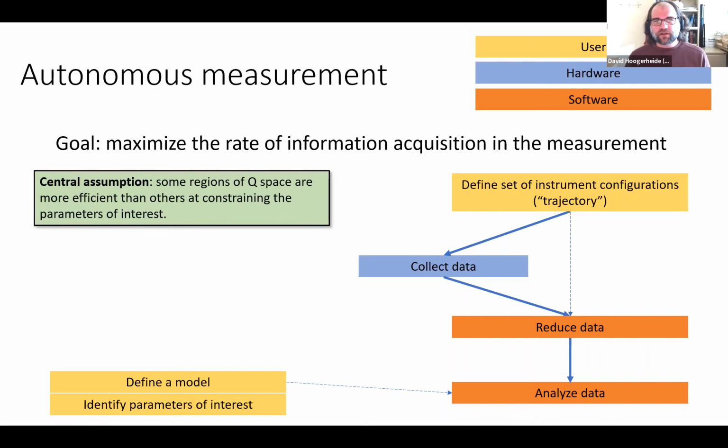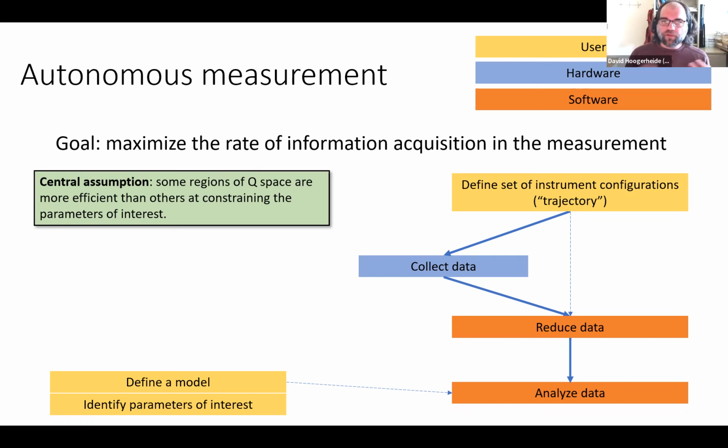Now, the reason we'd want to do this in an autonomous way is to actually maximize the rate of information acquisition in the measurement. And the central assumption here is going to be that some regions of Q space are more efficient than others at constraining the parameters of interest.